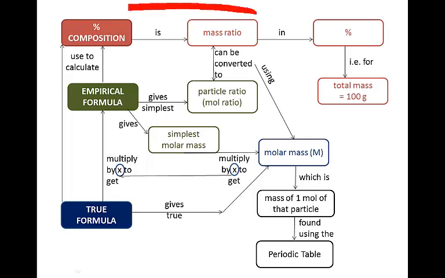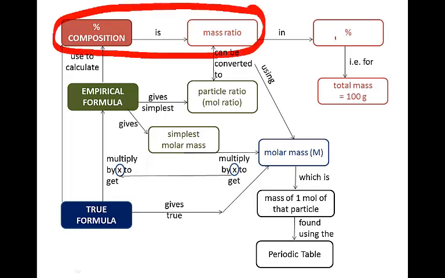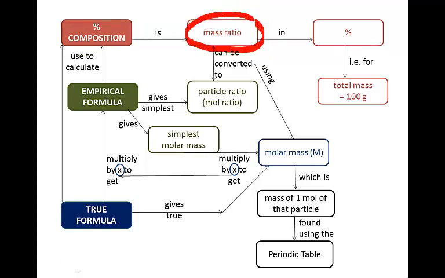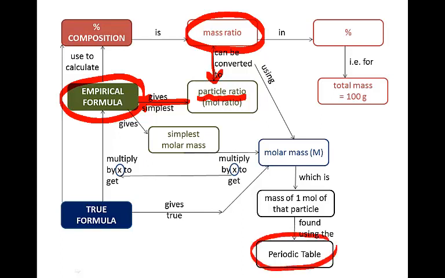Percent composition gives us a mass ratio given in the format of a percent, in other words, the total being 100 grams. And that mass ratio can actually be measured. It is empirical. Empirical means you can measure it. By converting it into a particle ratio, we get the empirical formula. How do we convert a mass ratio to a particle ratio? We use the periodic table. We use the molar mass, which is inside the periodic table.